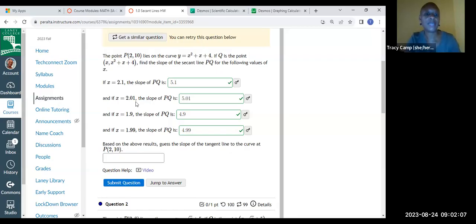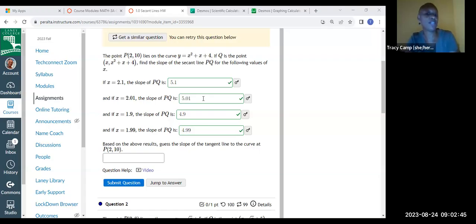And notice that our P is 2, right? Our x value for P is 2. And we are letting our Q get closer and closer to 2. 2.1, 2.01, that's closer to 2, right? And then we have 1.9, 1.99. And it looks like as you get closer to 2, from 2.1 to 2.01, it went from 5.1 to 5.01.